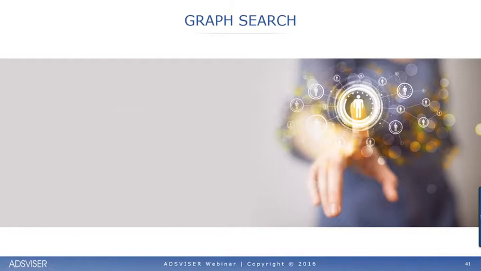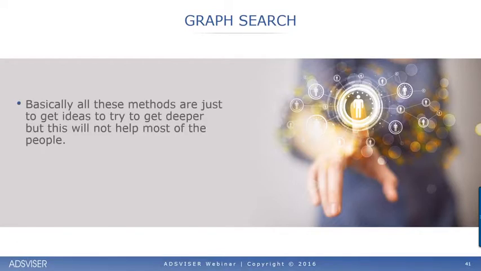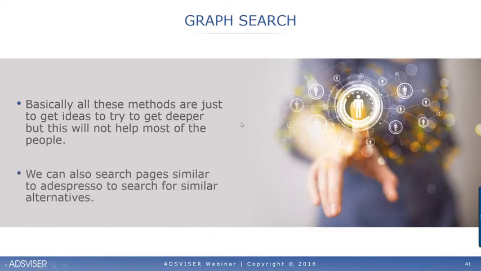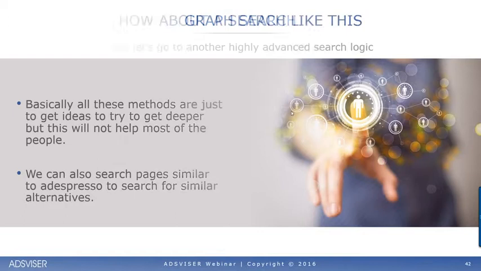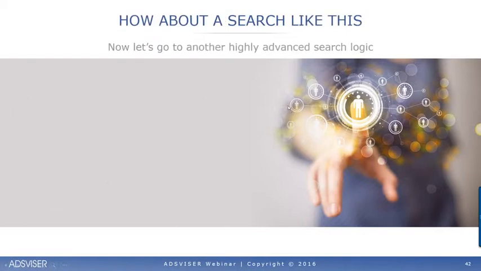All along, I want you to write at the top of your notes that we need buyer interests. Basically, all these methods are just ideas to try and get deeper into a campaign. That's what we're trying to do with graph search, but it's not allowing us to. We can also search pages similar to Adspresso to search for similar alternatives.